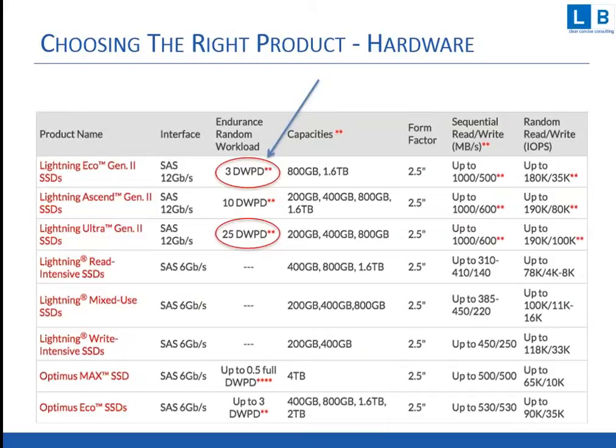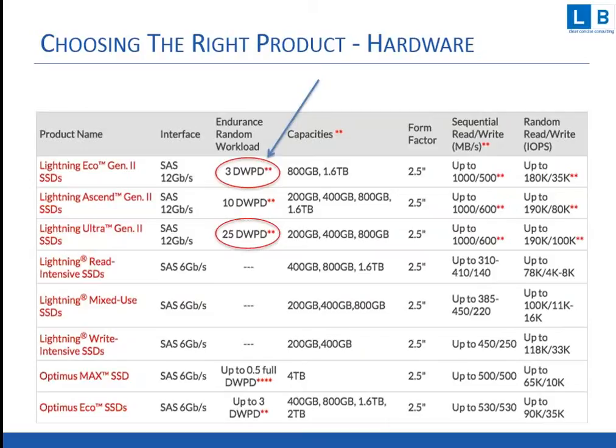Now, I've just picked out a few products from, I think, Samsung's webpage. It gives you an idea of a few of their existing products. And you can see here that with random workload, the variance could be 3 device writes per day, or as high as 25 device writes per day. So clearly the 25 DWPD device is much more resilient. It would last you a lot longer with write workload.